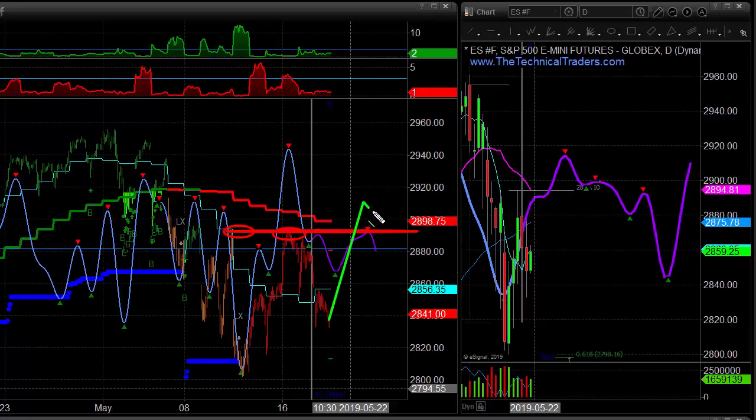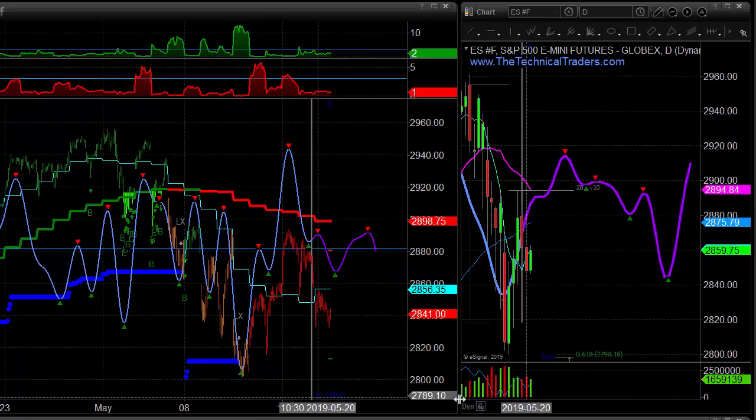And if it can get up above this level, then more or less the momentum has gone from a downward bias to more or less an upward bias. And we could start to see this continue to go higher. So that's where we are in the grand scheme of things.